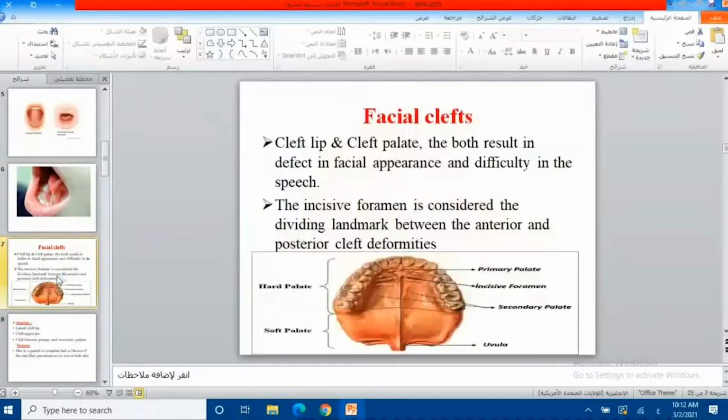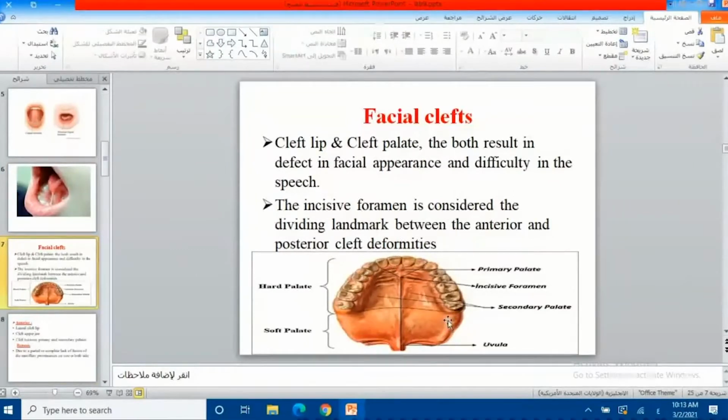The facial clefts, we said before, include the cleft lip and the cleft palate. Both result in a defect of the facial appearance. So it will affect the appearance of the baby, and also cause difficulty in speech and, for sure, in feeding. The incisive foramen is considered the dividing landmark between the anterior and posterior clefts, because we usually classify them into anterior clefts and posterior clefts.